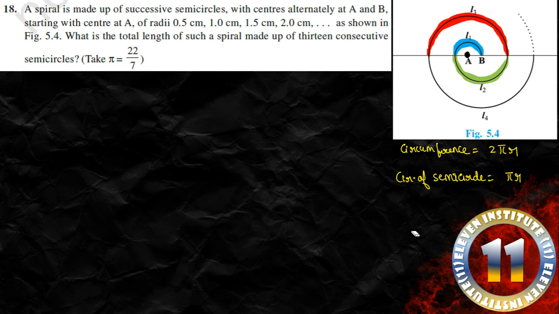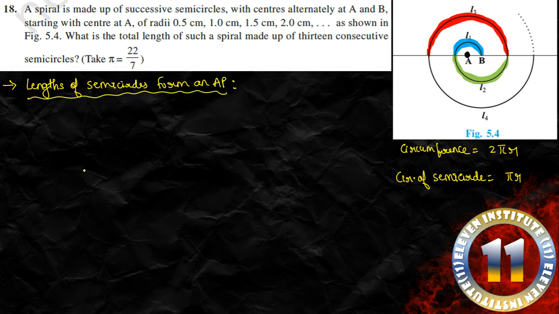Now let us find out the lengths of these semicircular arcs, but before that we will specify over here that the lengths of semicircles form an arithmetic progression. Now let us find the length of the first semicircle.